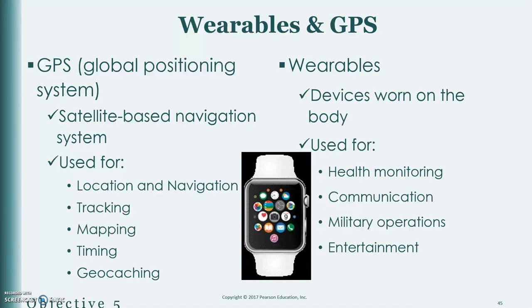Okay. Wearables. Wearables are small, portable, hands-free computers worn on the body. We use them for health monitoring, communications, military operations, and for entertainment. And so we see a picture of an Apple Watch there. Okay, that's an example of a wearable. In addition, you have your Fitbits, the Google glasses, even though they're a big failure. So anything you can wear on your body that has some sort of computing element in it is known as a wearable.